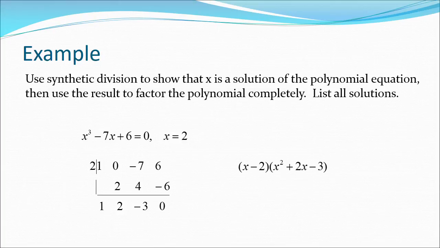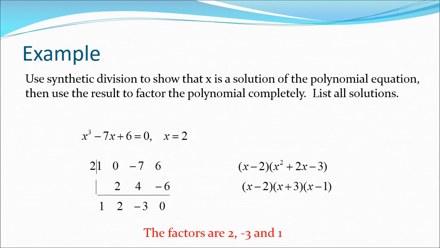So we have x minus 2 times x squared plus 2x minus 3. Now factor x squared plus 2x minus 3. And we get x minus 2 times x plus 3 times x minus 1, which gives us solutions of 2, negative 3, and 1.